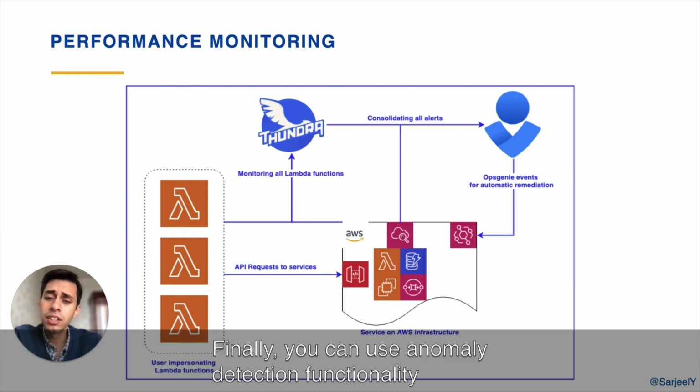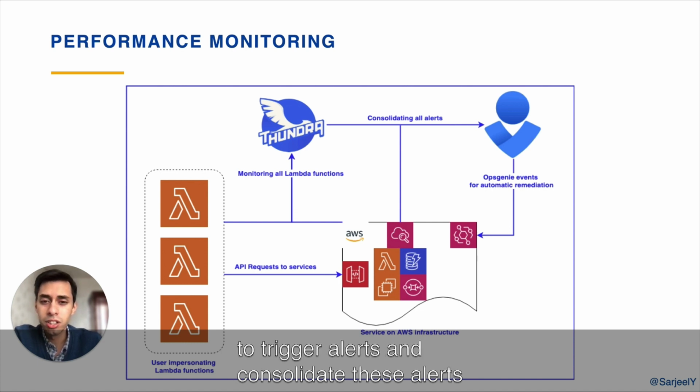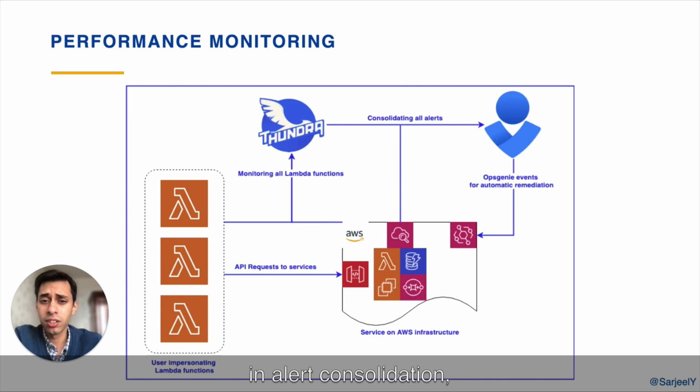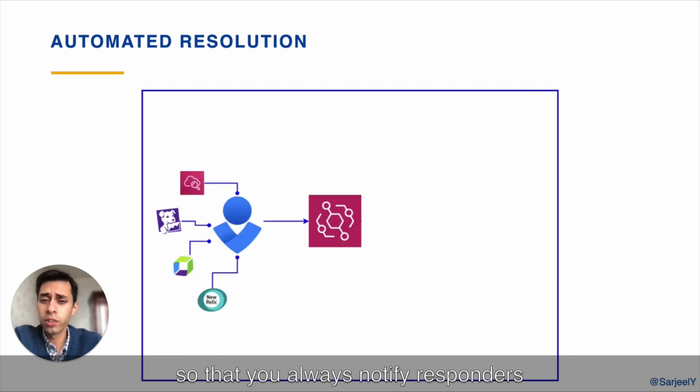Finally, you can use anomaly detection functionality in most of these monitoring tools that exist these days to trigger alerts and consolidate these alerts in alert consolidation and on-call scheduling tools such as Opsgenie, so that you always notify your responders whenever something goes wrong.